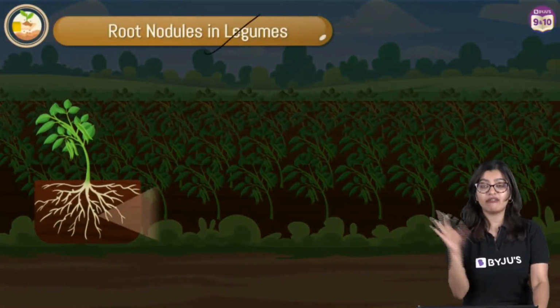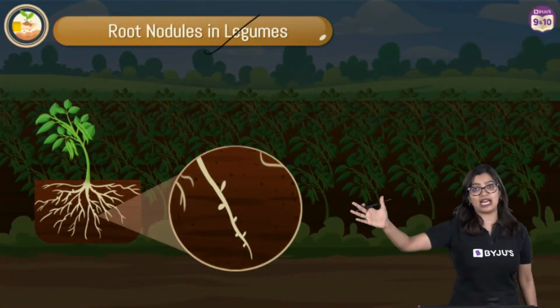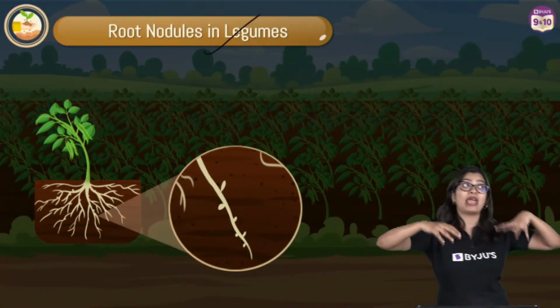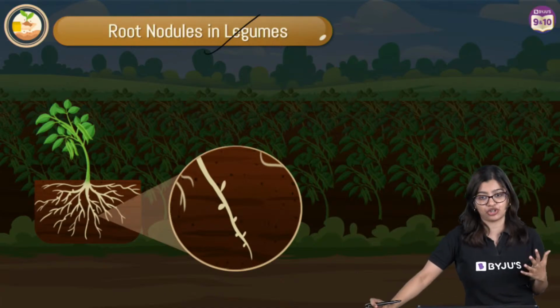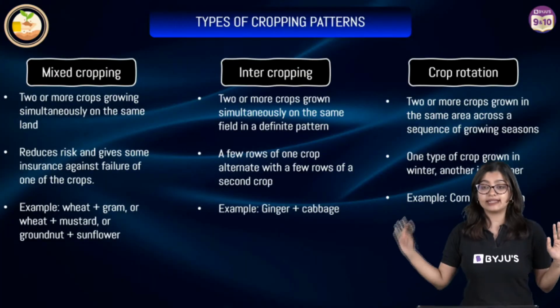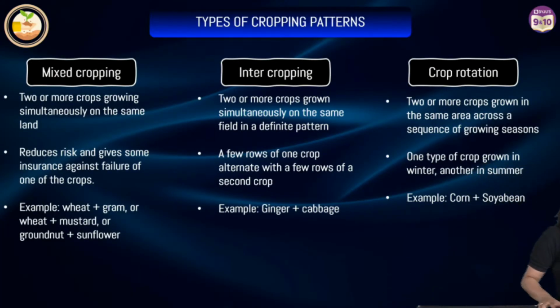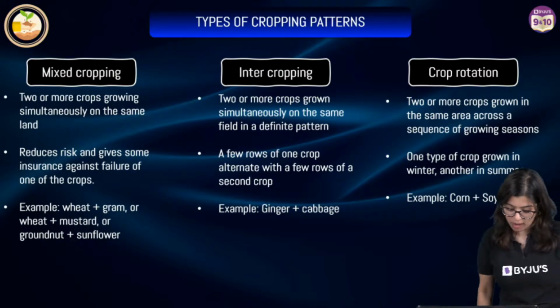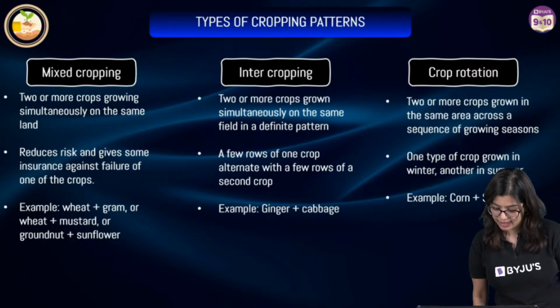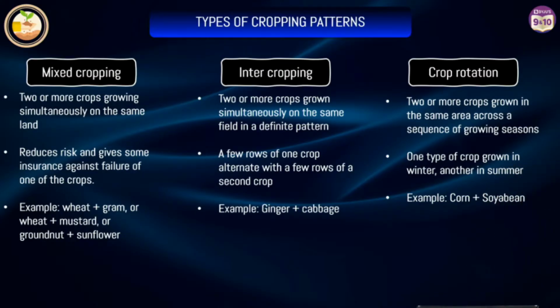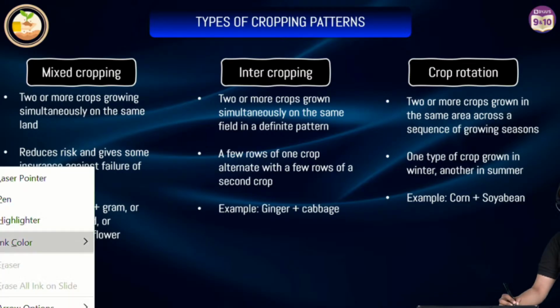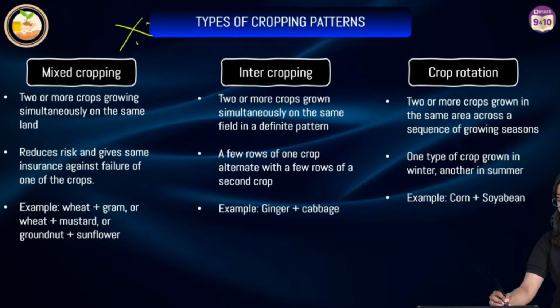So with this, we have covered crop production management. How can I make my production techniques efficient? Here is a quick difference between all the three. You can take a quick screenshot, everyone, of the differences between mixed cropping, intercropping and crop rotation. Take a screenshot because this is very, very important. They will ask you this particular topic in the examination, right?